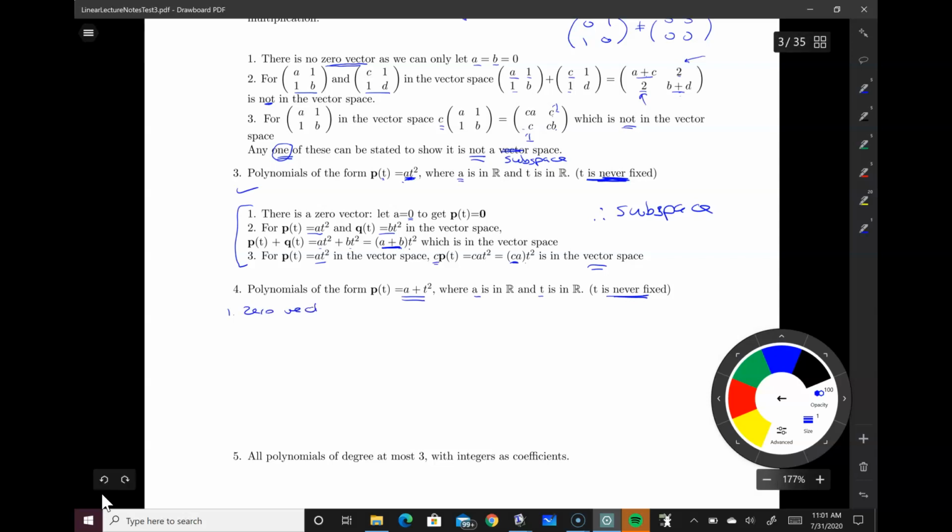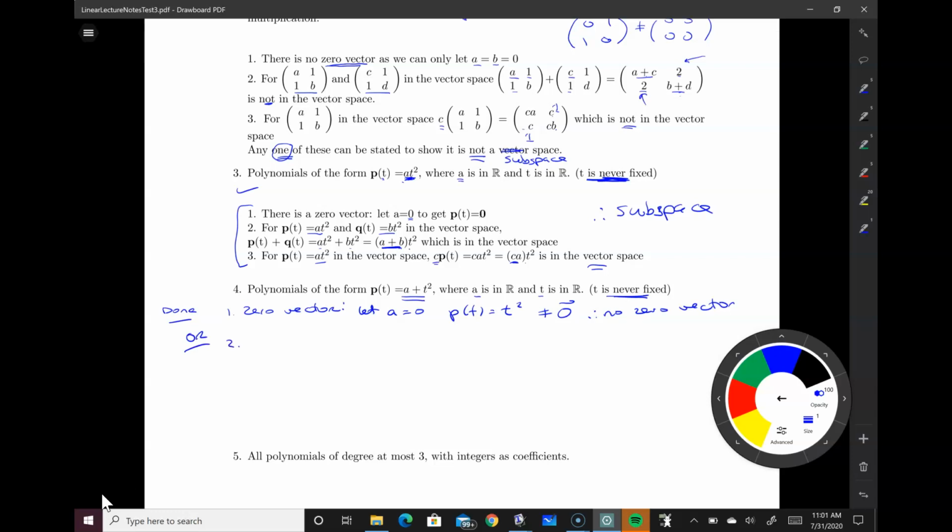It's always good to communicate to your reader what you're doing. If I let a equal 0, I get p of t is equal to t squared. That is not the zero vector. So there is no zero vector. Remember, you may not change t. It's only the constants that you can let vary. So if I was doing this, I could be done at this point. I'm now just going to show you another option of what you could do to show that it is not a subspace.